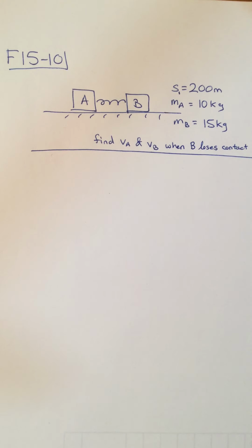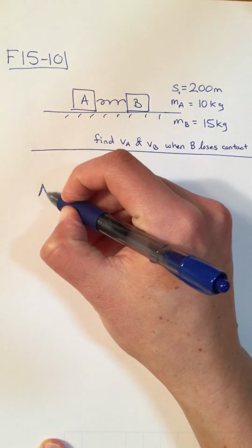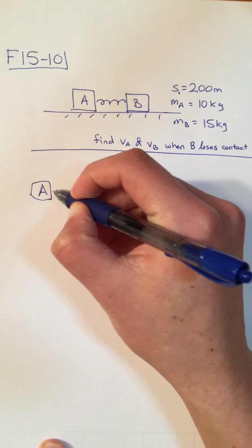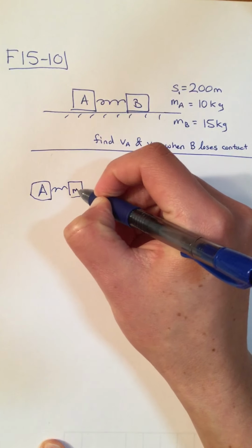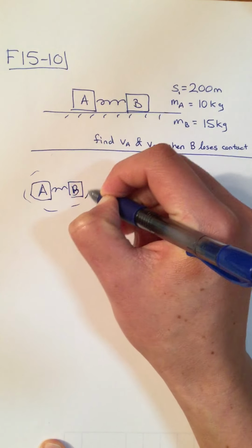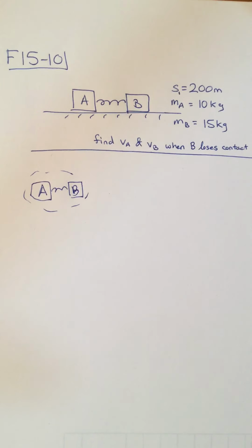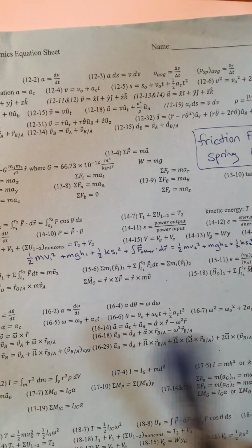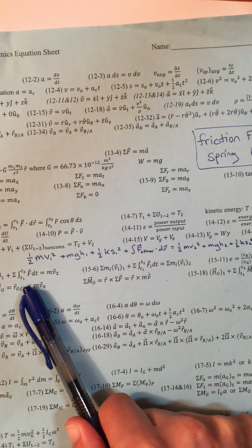So in this problem, we are going to use two conservation laws. We have the conservation of impulse and momentum and the work energy conservation law. The system will be block A and block B. Acting on the system in the horizontal direction, we have no external forces. So using our impulse momentum conservation law, the impulse is equal to 0.